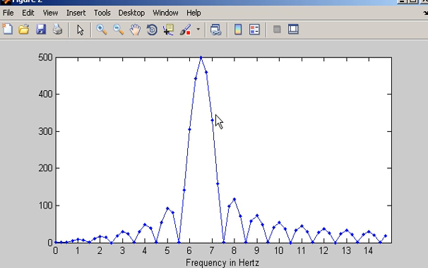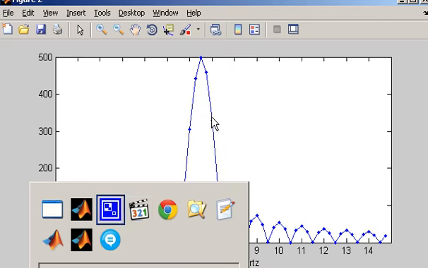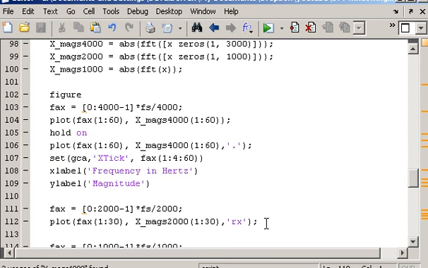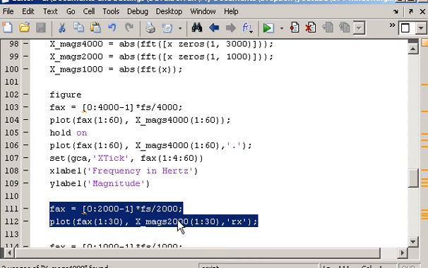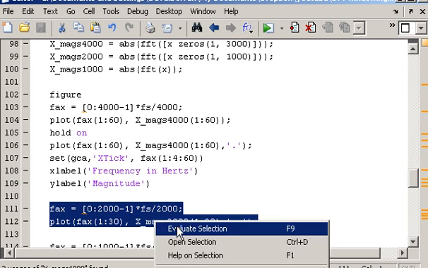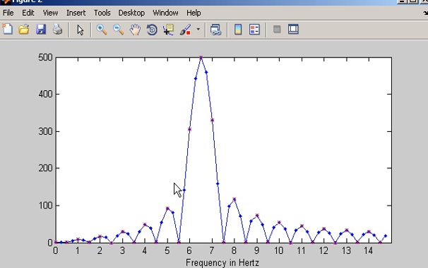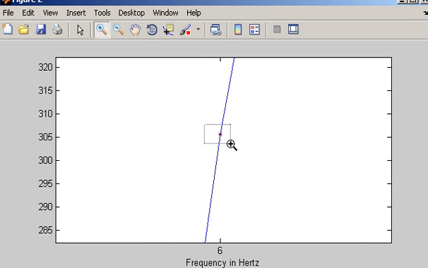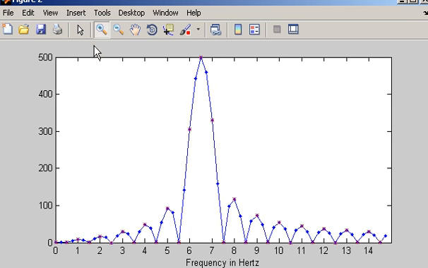Let's go back into the script and evaluate this part of the code, which will plot the magnitude spectrum of the signal that's been zero padded by 1000 samples. It's going to show that magnitude spectrum in red X's. And we can see that the red X's lie exactly on top of a blue dot. If I zoom in, we can see that each red X lies exactly on top of a blue dot, and that every second blue dot corresponds to a red X.